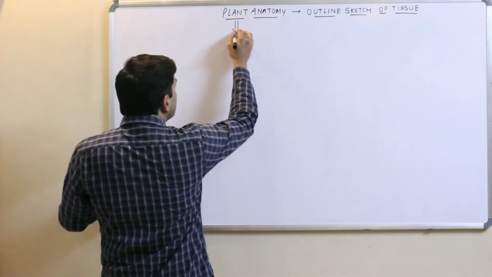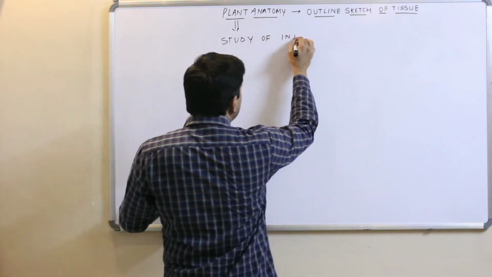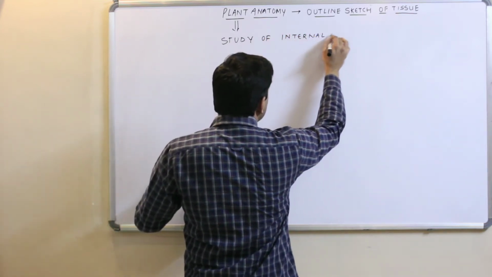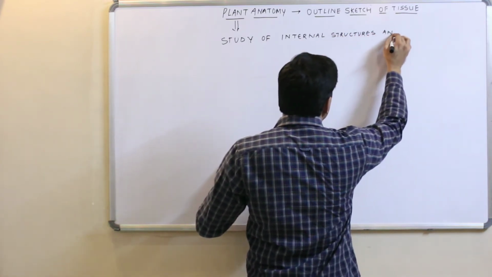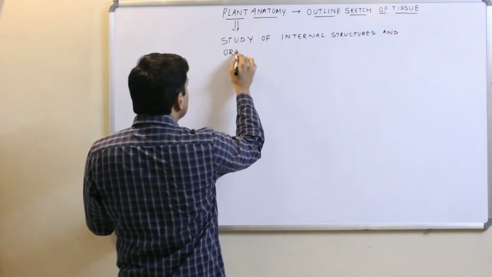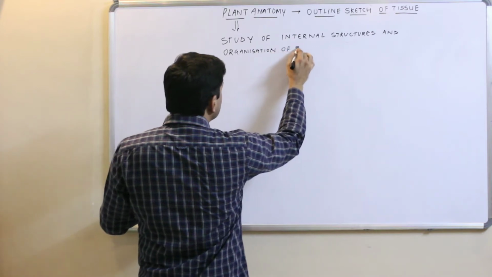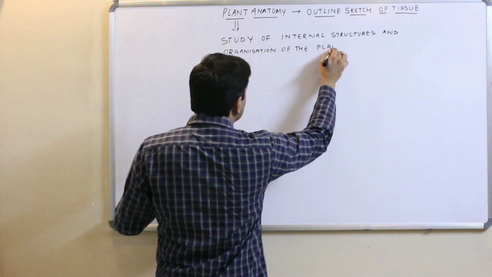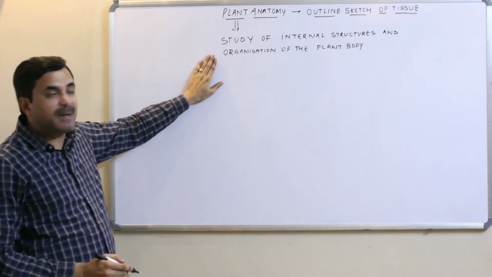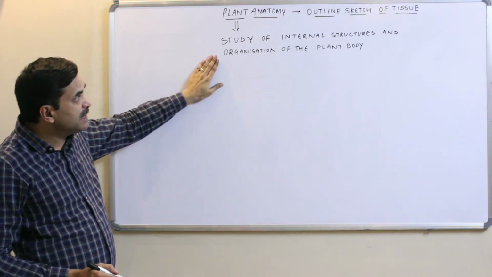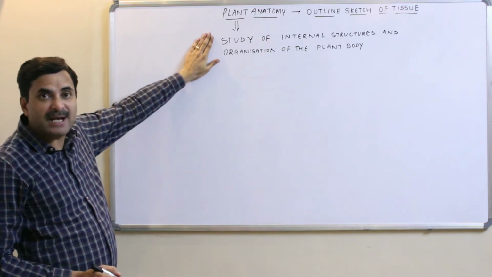Plant anatomy is the study of internal structures and organization of the plant body. What is plant anatomy? It is the branch of biology which deals with the study of internal structures and organization of the plant body, and is called plant anatomy.